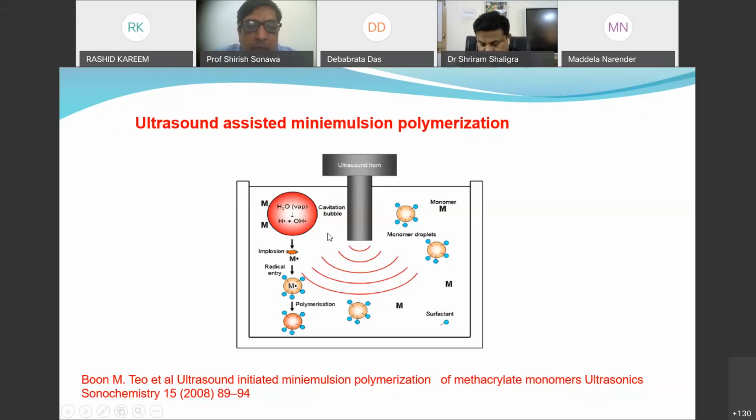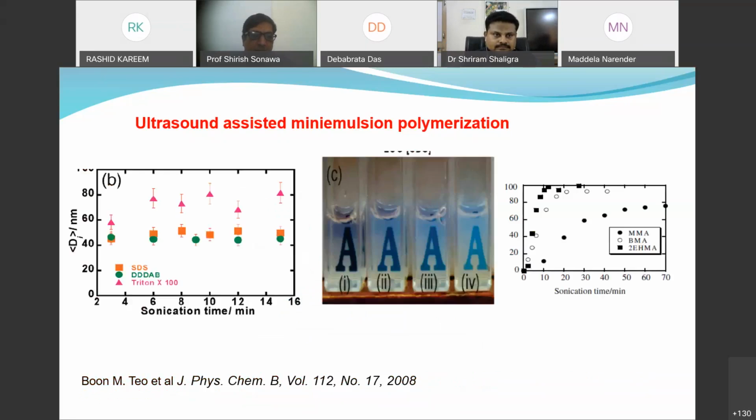Initially I told you that because of this cavitation, the initial droplet size will remain almost uniform. So let's say a 50 nanometer size droplet is there. The final polymer latex will be almost 50 nanometer size. This is the interesting thing about ultrasound assisted polymerization, and that latex has a very narrow molecular weight distribution as well as particle size distribution. Latex size is also quite small.